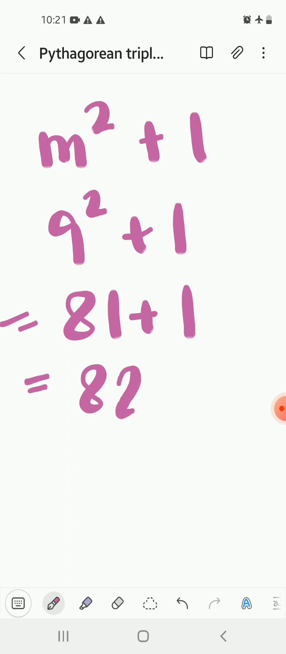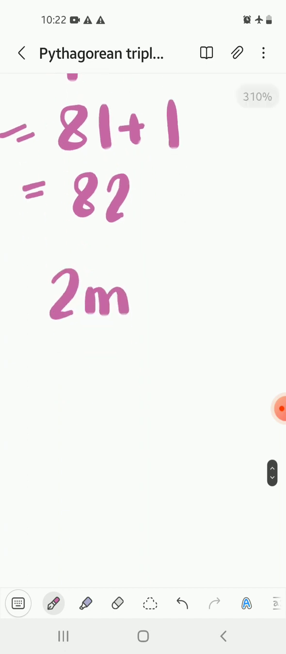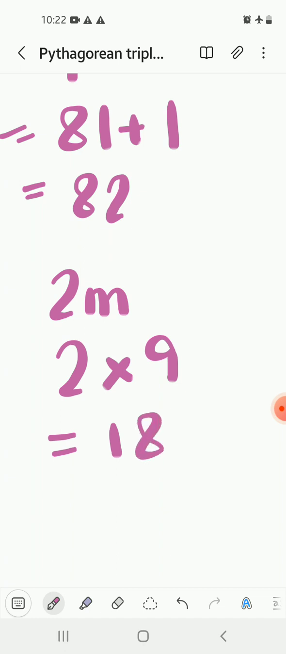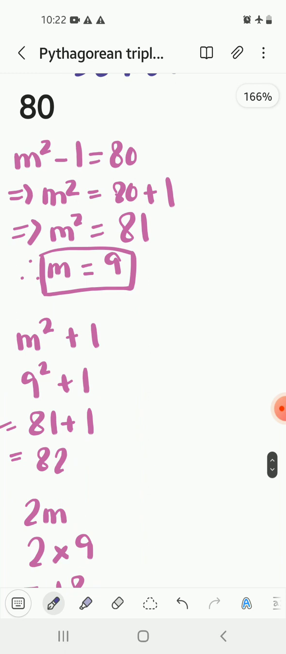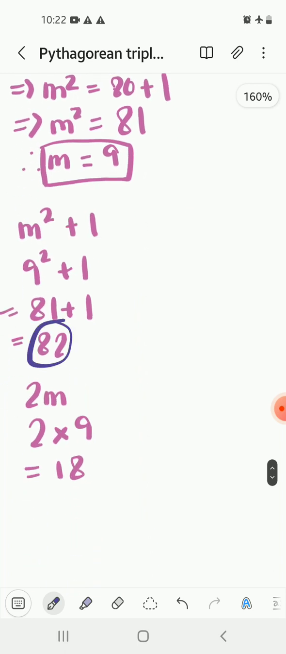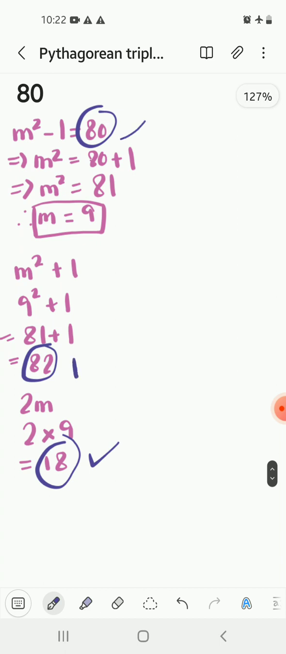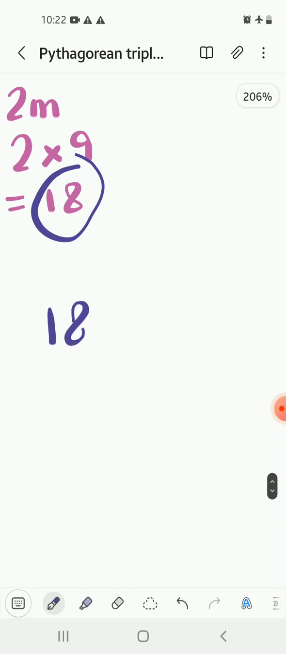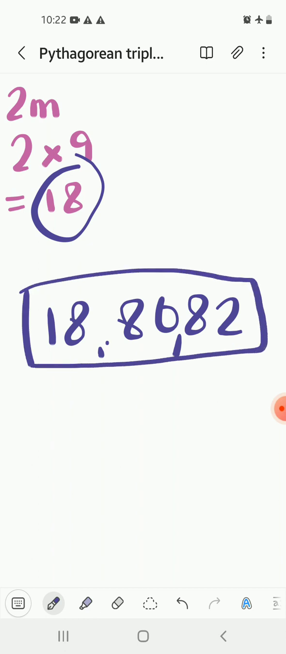So we have got the second number of the triplet. Now use the same thing, 2m. Substitute the value, 2 into m, which was 9. So the third number is 18. So now you see we've got all the numbers, one being given already in the question, that was 80. We have got another number 82 and 18. Arrange in ascending order: 18, 80 and 82. So these three are my Pythagorean triplet.